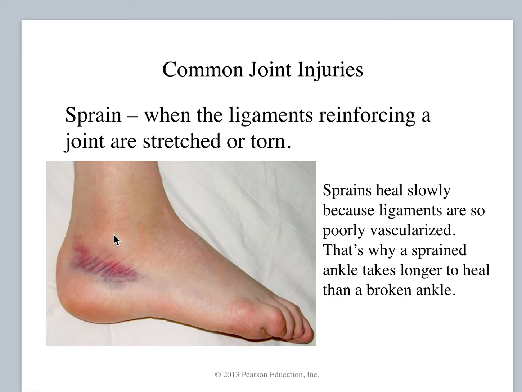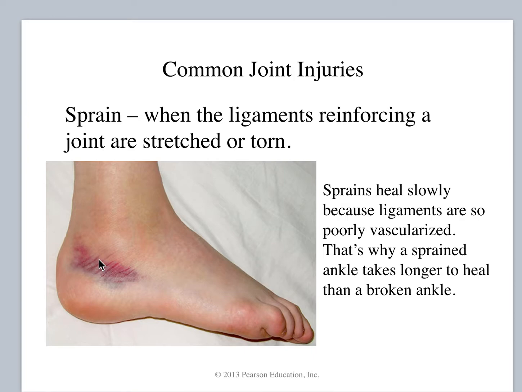Look at some joint injuries, joint abnormalities. You've heard of a sprained ankle. A sprain, the definition of a sprain is when a ligament that surrounds a joint is stretched or torn. Sprains heal slowly because ligaments are poorly vascularized. That's why a sprained ankle takes longer to heal than a broken ankle. But a sprain is an injury to ligament.